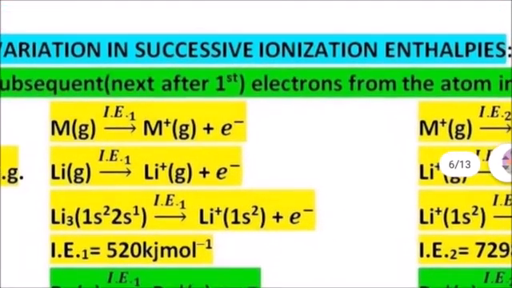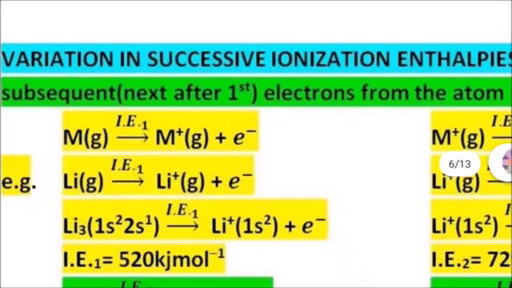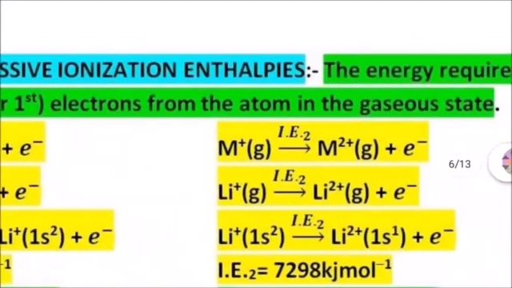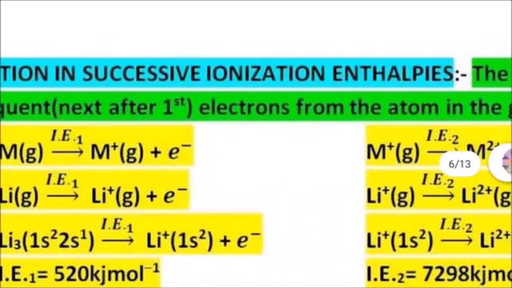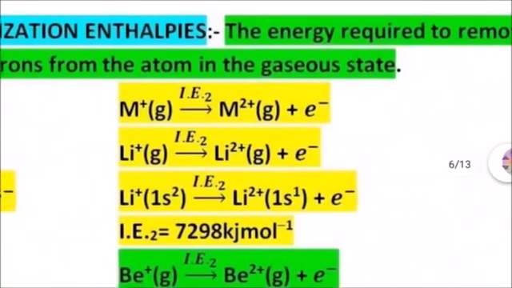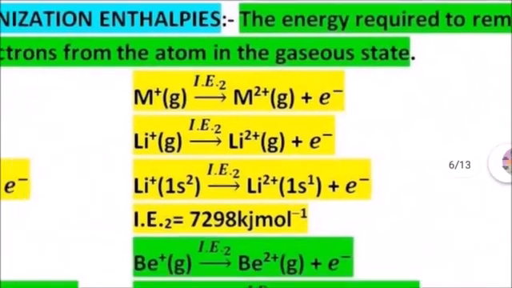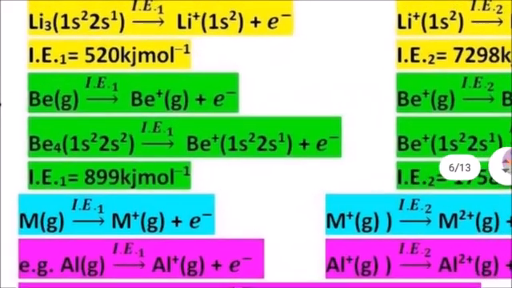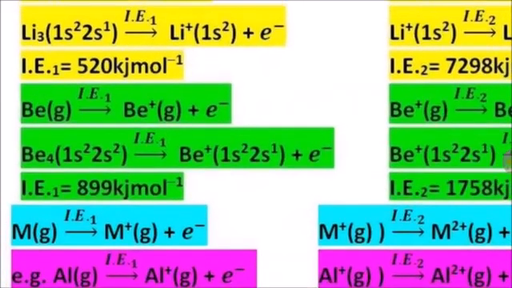So students, as you have seen on the display, IE1 522 kilojoule per mole is smaller in comparison with IE2. The reason is that Li has 1s2 2s1, so the 2s1 electron is easily removed, but when we want to remove the 1s2 electron, it is in a stable configuration, so it is difficult and requires a greater ionization enthalpy. The second example is beryllium. Beryllium configuration is 1s2 2s2, and when it becomes the beryllium ion, the configuration becomes 1s2 2s1 and the ionization enthalpy is 899 kilojoule per mole.